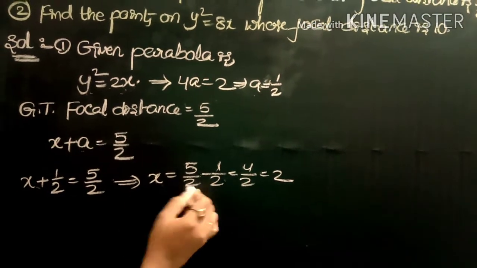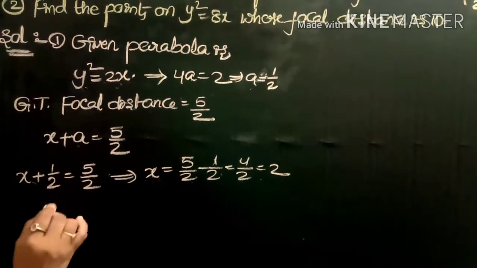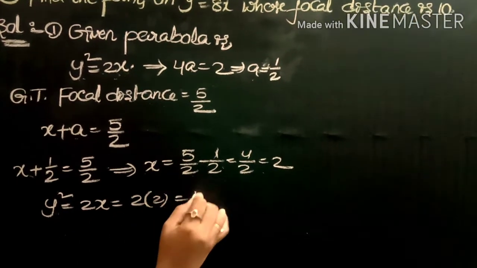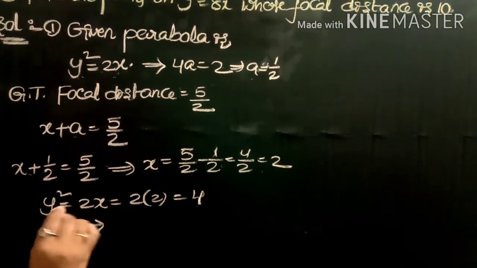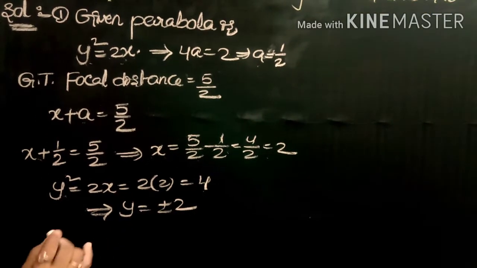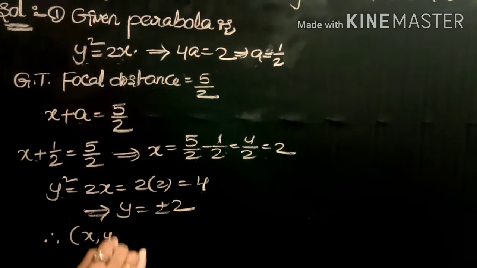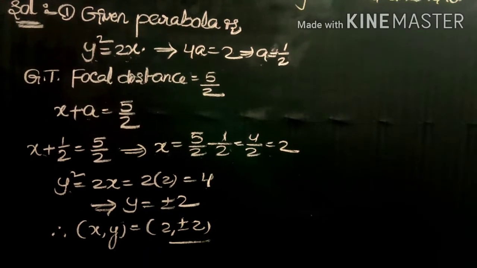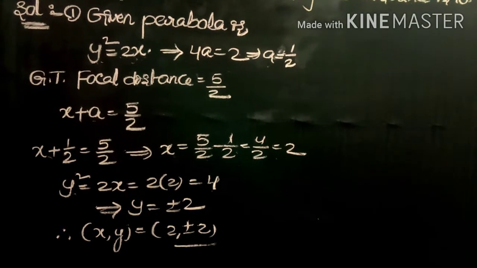Now we are replacing the x is equal to 2 value in the parabola. y square is equal to 2x, but x is equal to 2. 2 into 2 equal to 4. That is y square is equal to 4. Then the value of y is equal to plus or minus 2. Therefore the point on the parabola x comma y is equal to 2 comma plus or minus 2. Now this is the solution of the first problem. Now coming to the second sum.